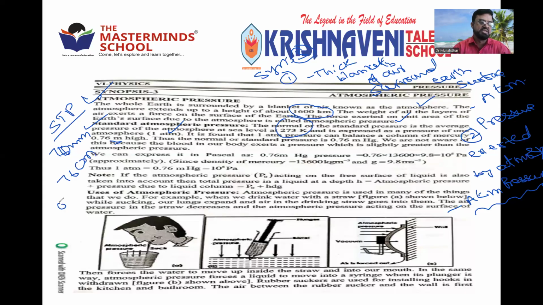76 centimeters, 0.76 meters. This is the standard atmospheric pressure, right? 760 millimeters, 76 centimeters or 0.76 meters. You can find this by a simple experiment, by a manometer or barometer. So many instruments are there. Thus, the normal or standard pressure is 0.76 m of Hg, because pressure is always measured with the mercury level. Hg is nothing but mercury.